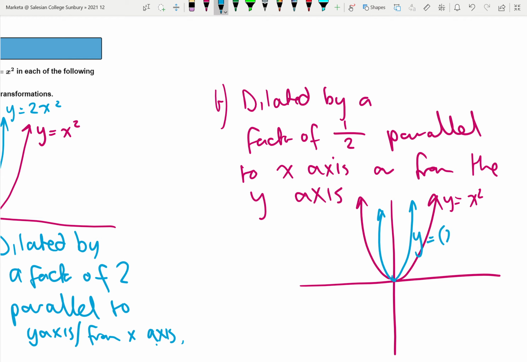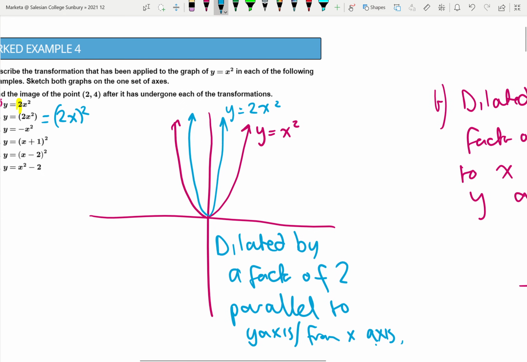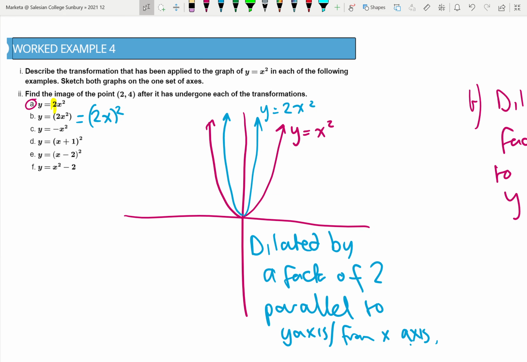Y equals 2x squared. So the point was 2, 4, and it says to tell us the image of the point after it's undergone the transformation. So let's do that. For the first one, it was 2, 4, and that is a dilation factor of 2 parallel to the y-axis or from the x-axis. So if it's from the x-axis, then it's going to be affecting the y value. So we're going to be timesing the y value by 2.